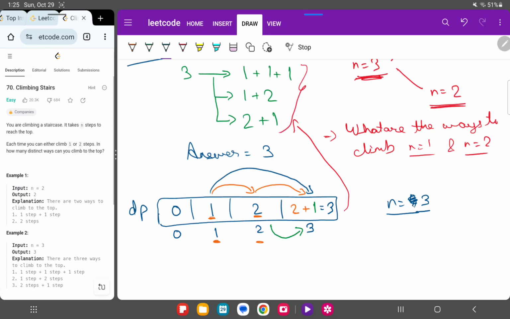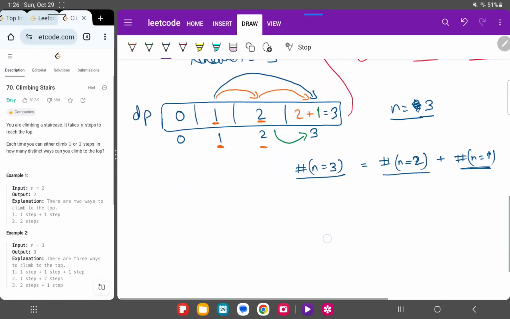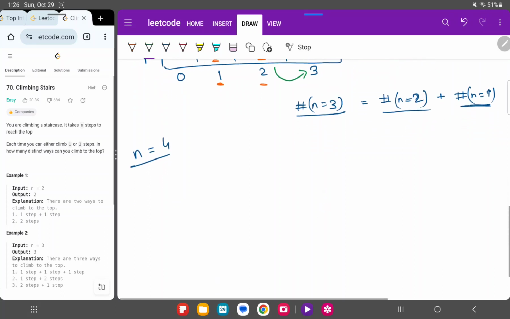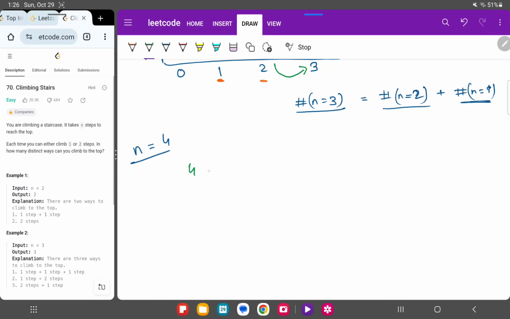So our problem essentially becomes: the number of ways to climb 3 staircases is the number of ways to climb n equals 2 staircases plus the number of ways to climb n equals 1 staircase. So this is a hypothesis. Let's verify this hypothesis with further cases. So let's now calculate for n equals 4. So what are the ways to get to the 4th staircase? Take one step, then third, then fourth.